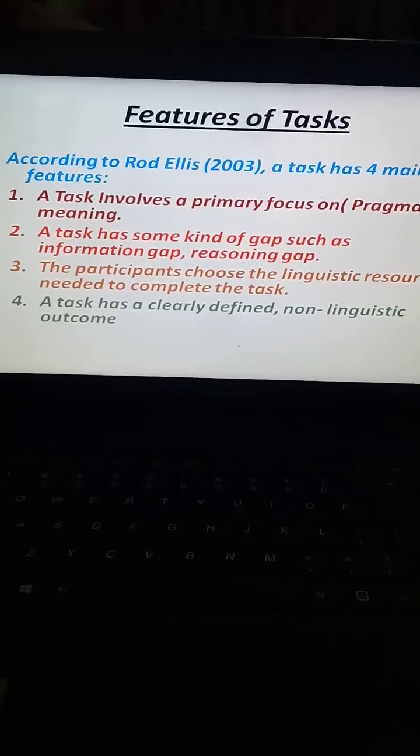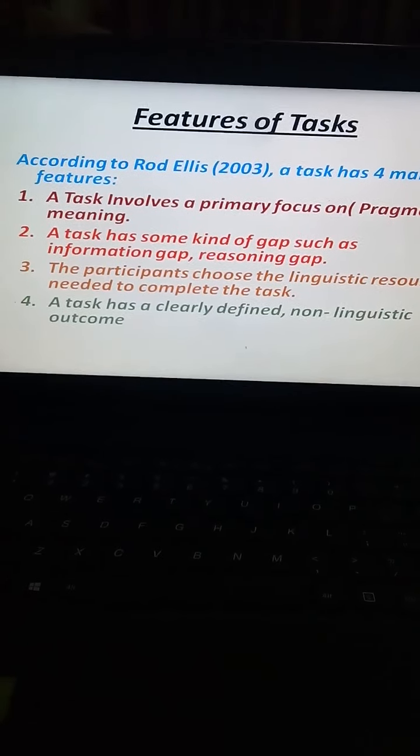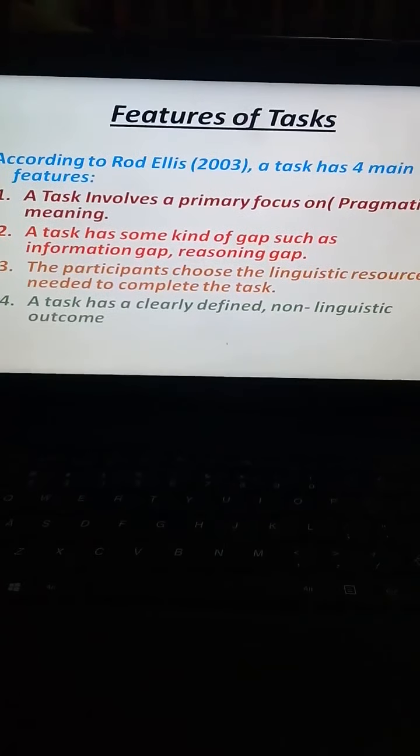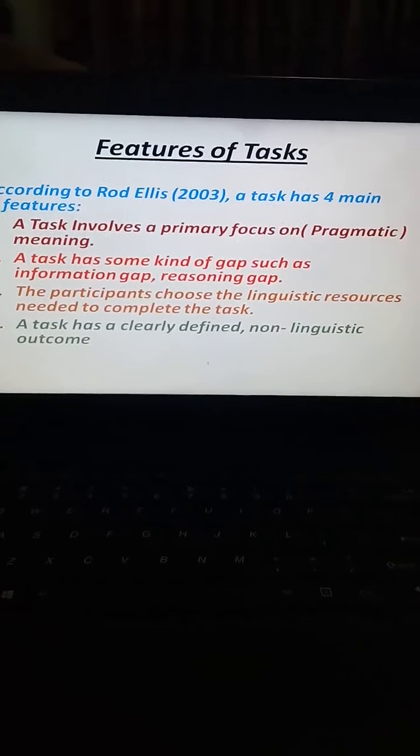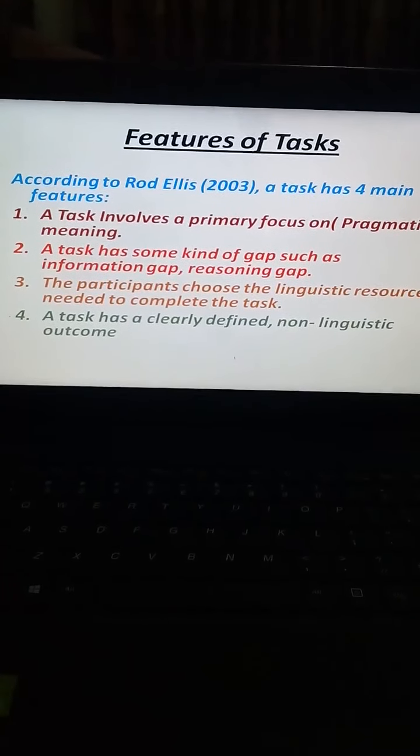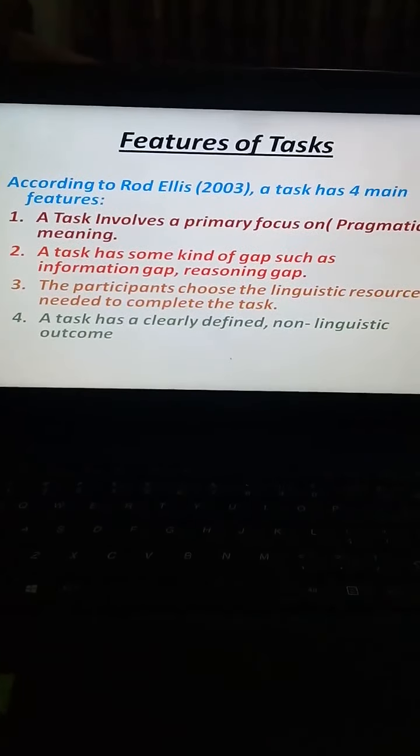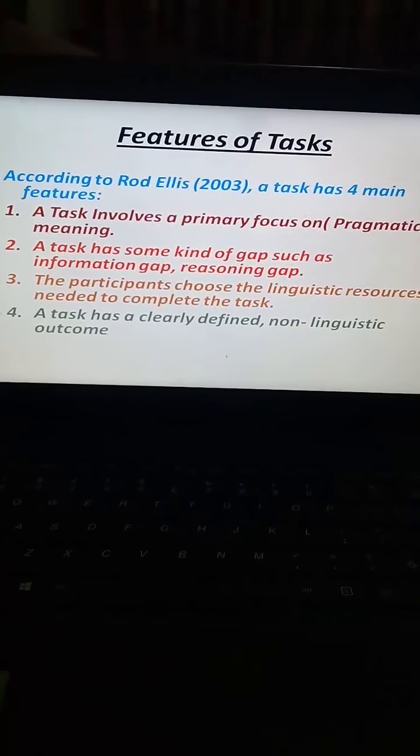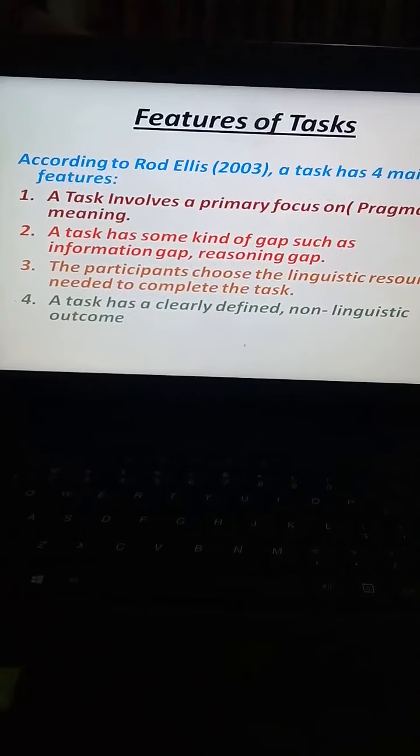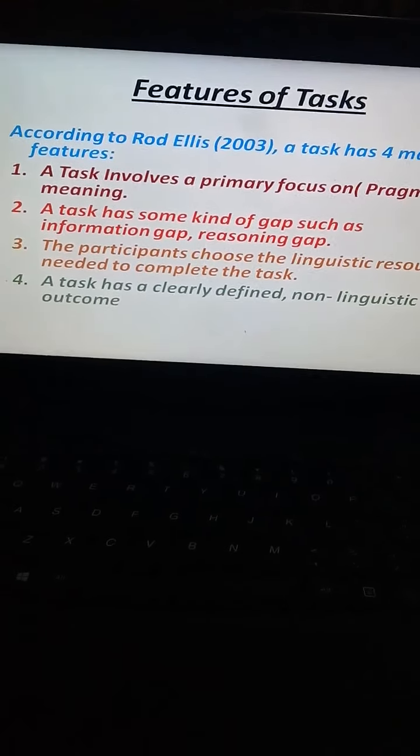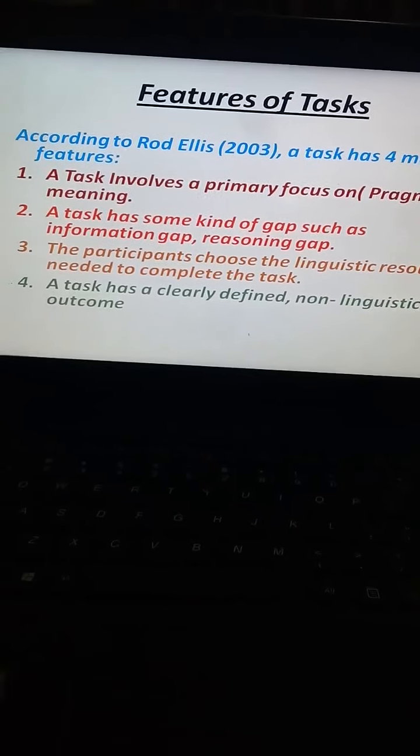Number 2, a task has some kind of gap, such as information gap or reasoning gap. Number 3, the participants choose the linguistic resources needed to complete the task. They need resources taken from linguistics, okay, to complete the task. Number 4, a task has a clearly defined non-linguistic outcome.